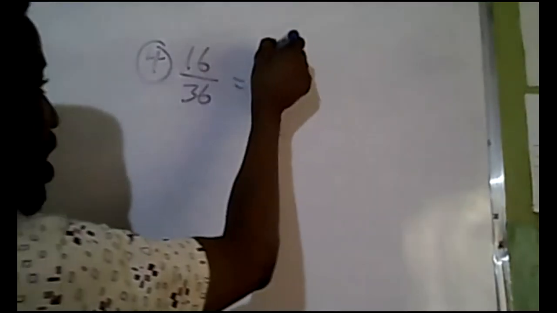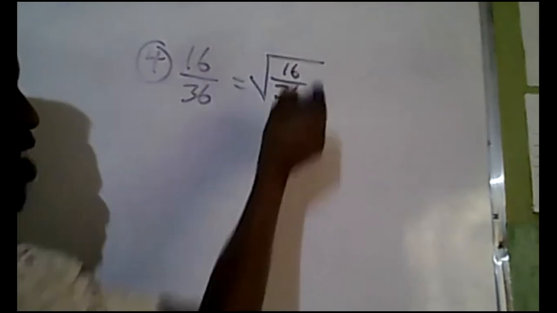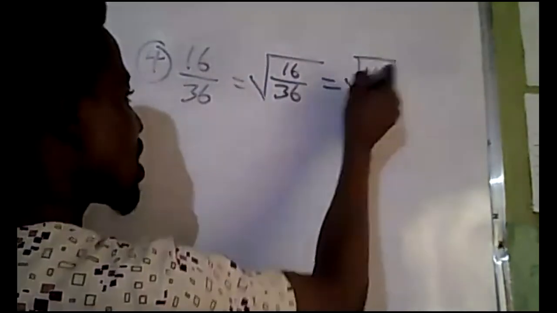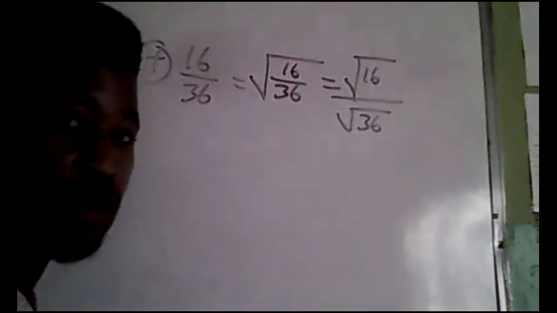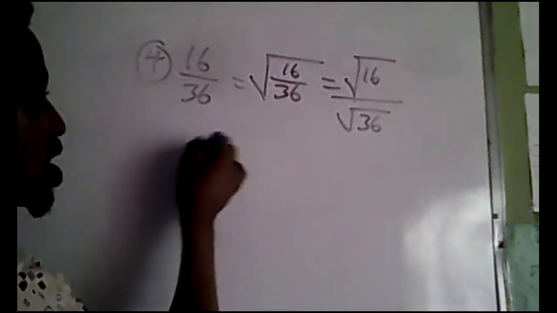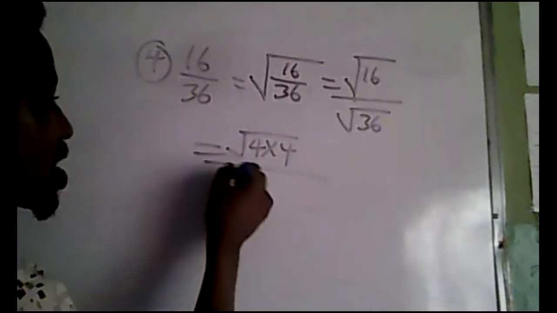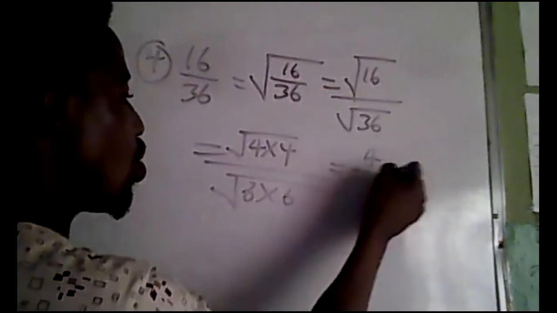What I'm saying is you have to find the square root of 16 over 36. Can you see that? So find the square root separately. Find the square root of 16 and find the square root of 36. Square root of 16 is 4 times 4. Square root of 36 is 6 times 6. Therefore, the square root is 4 over 6.